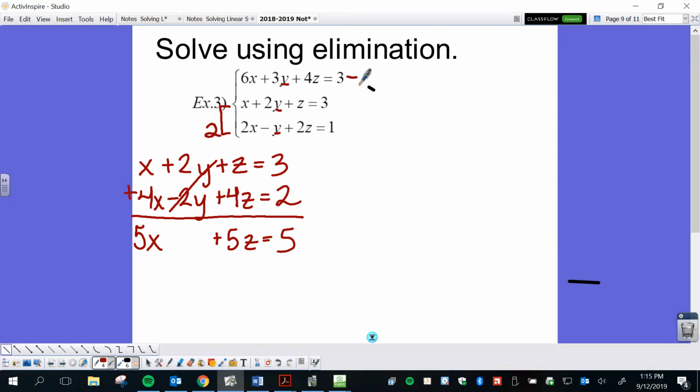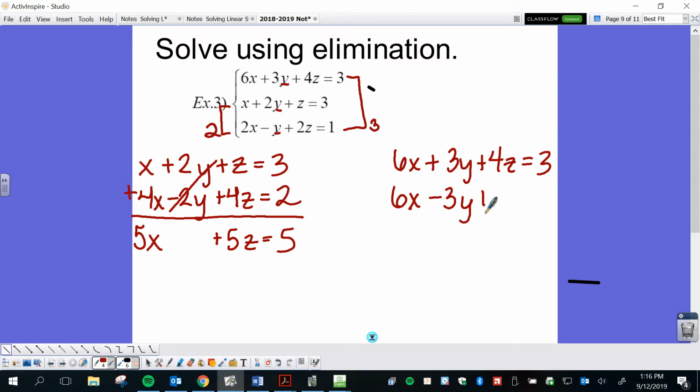All right, so I'm going to take the top one and the third one, and the bottom one's going to be multiplied by 3. So I go off to the side. I'm going to go on this side now, and I'm going to write the top equation, 6x plus 3y plus 4z equals 3. And then I'm going to take the third row times 3. So 6x minus 3y plus 6z equals 3. Alright? And then add those together. Okay?